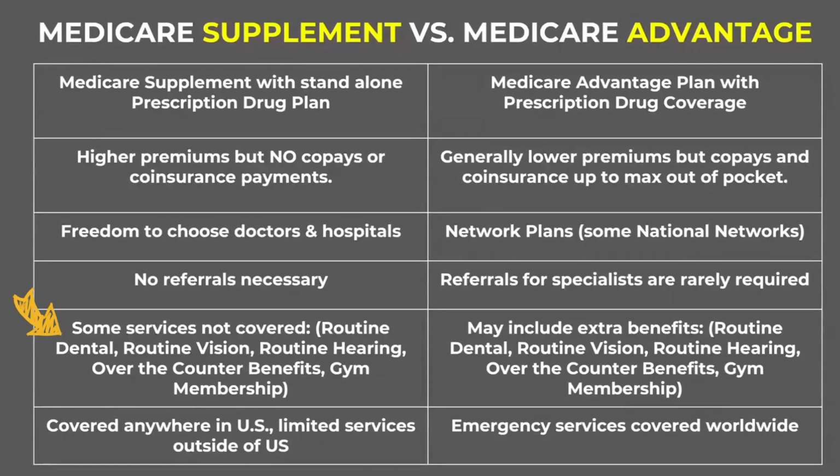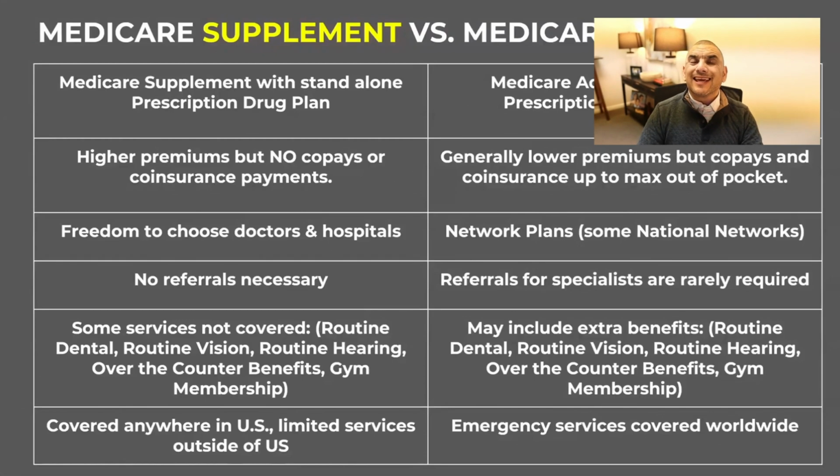On the Medicare Advantage side, plans may include extra benefits, and most of them are going to include that dental, that vision, that hearing, gym membership, over-the-counter card, etc. And then on the original Medicare with the supplement and drug plan side of things, you're covered anywhere in the U.S., with limited services outside of the U.S. On the Medicare Advantage side, emergency services are covered worldwide. So there are pros and cons that we have to outweigh and look at. That's why we definitely want to make sure that we get this right the first time.